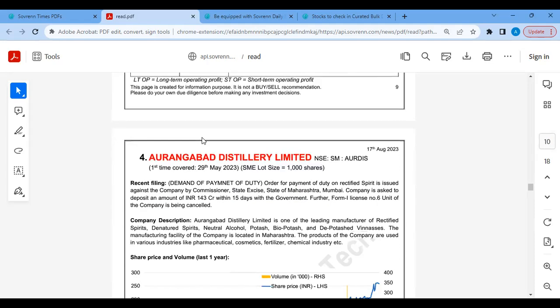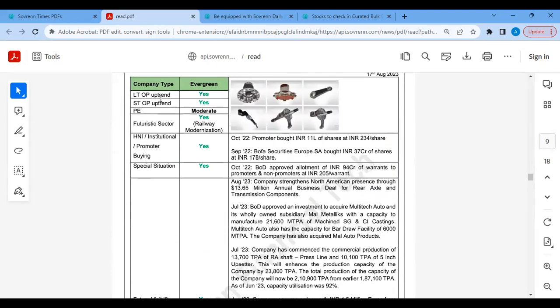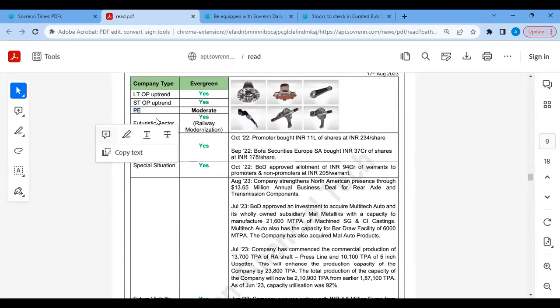I hope this is clear to everyone. Can you read this table also? Long term uptrend or not, short term profit uptrend or not, PE moderate or not, sector futuristic or not. It is exactly a framework, the framework we studied today, right? It is exactly that. Can everyone read Sovereign Times? Yes or no?